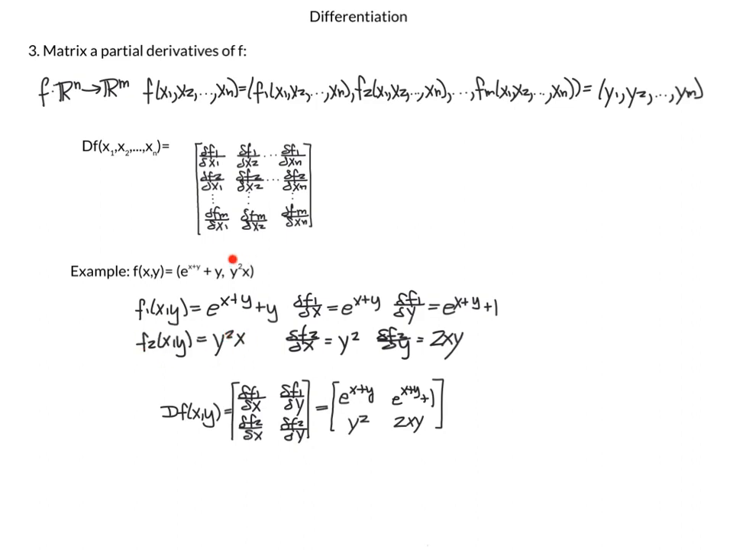And my f2 is now, for my second coordinate, y squared x, so df2 dx, y is constant, so that's y squared. df2 dy is now 2xy. And then I can plug this into my matrix. So I have df1, the first line is about f1 with respect to x, and then with respect to y. And then my second line is about f2 with respect to x, and then with respect to y.